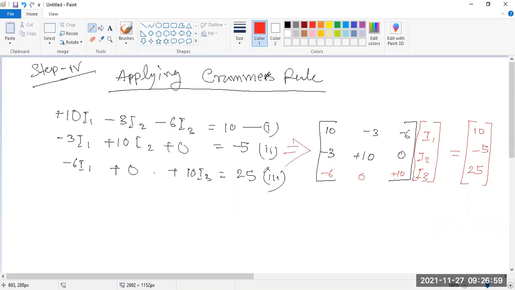Now Cramer's rule says that we have to find a delta. Okay, and then we also have to replace the column of I values and find delta 1, delta 2, and delta 3. And if we divide delta 1 by delta, then we can find the ultimate result.